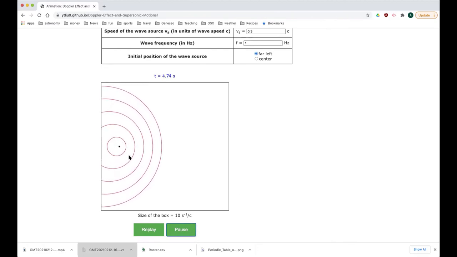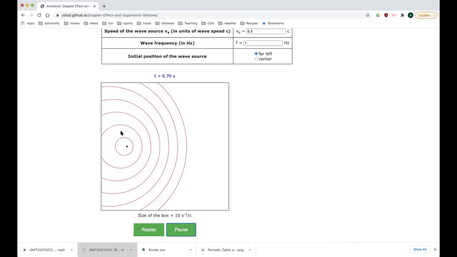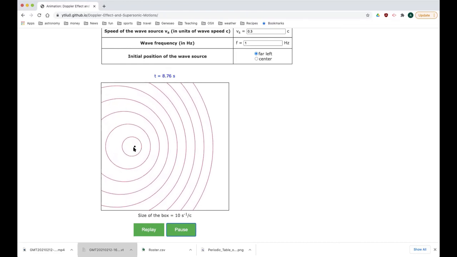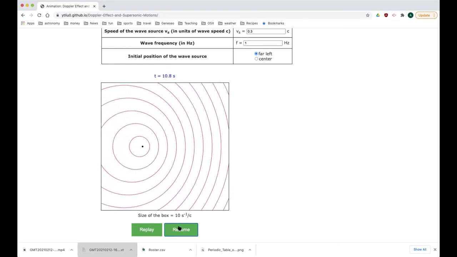Keep an eye on every one of these circles. They're expanding, but they're expanding from a center point that's slightly different as this object moves. I want you to see what happens. As these waves progress, you can consider this a single propagating wave outwards, and maybe this is the peak of one wave and the peak of the next wave and the peak of the next wave.